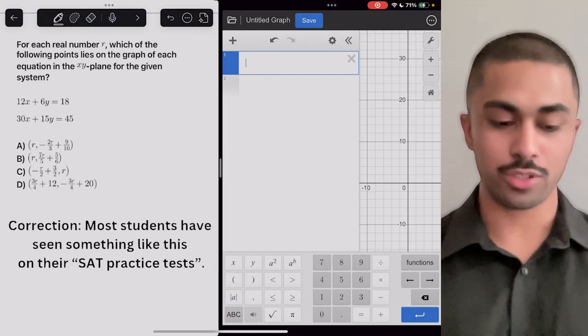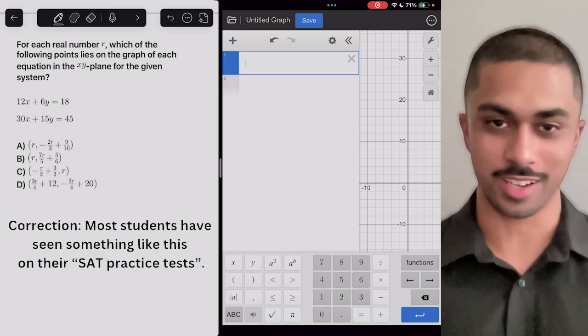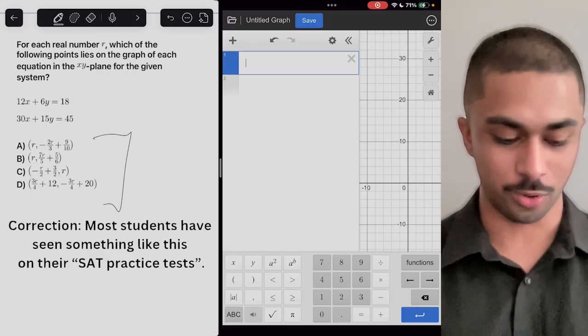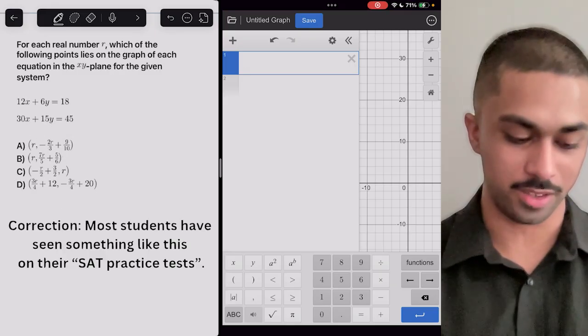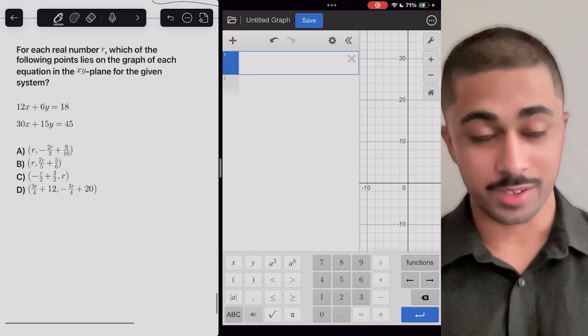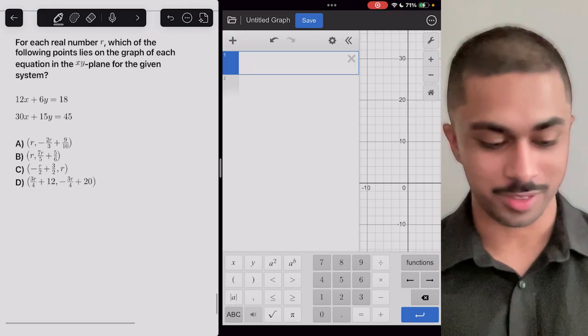Okay. Most students have seen a question like this on the SAT, where it gives you these four crazy points with constants all over the X's and Y's. There's a really fast way to solve this, I promise.